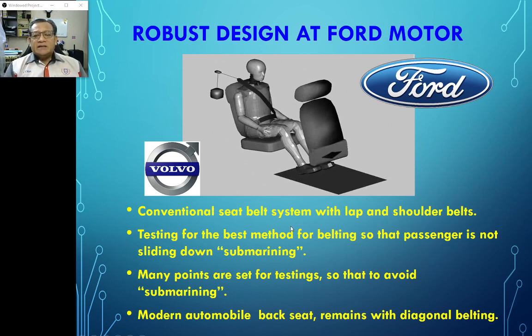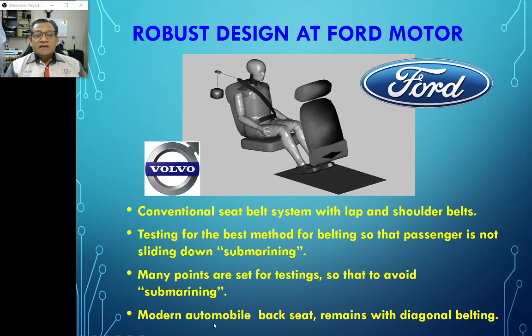So they want to test the seat belt with the lap belt and shoulder belt at Ford. As such, Ford has to set many points for the setting to avoid submarining. Many points are set so that they can execute many trials and errors at each position being tested. So what is the best set condition? They call it the set point, where the passenger has the maximum safety performance when having a crash.